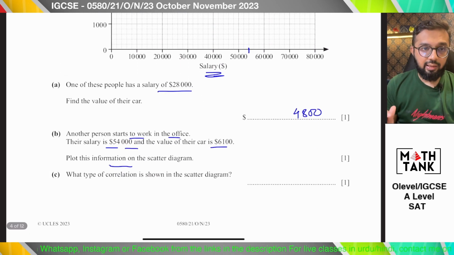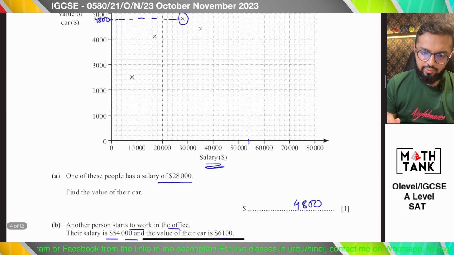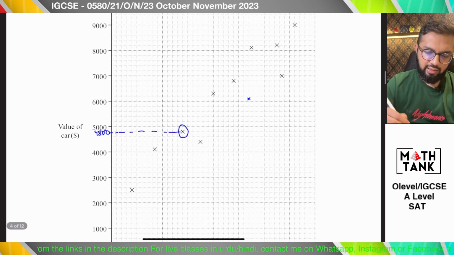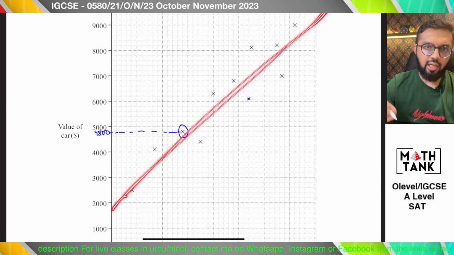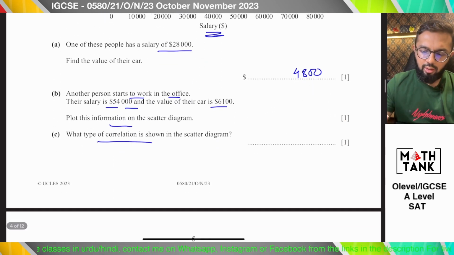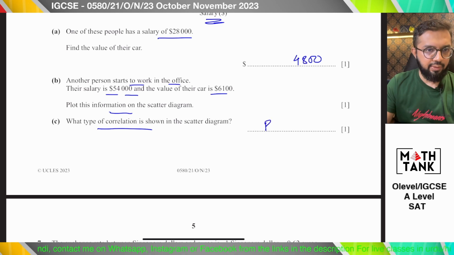I plotted it correctly. What type of correlation is shown in the diagram? I can see that it's a positive correlation. The line of best fit if drawn would have gone up, so it's a positive correlation.